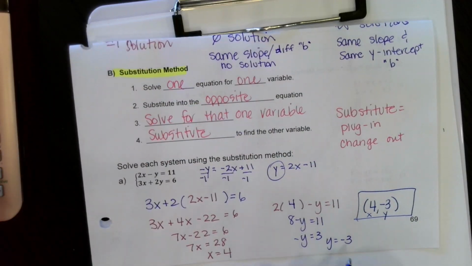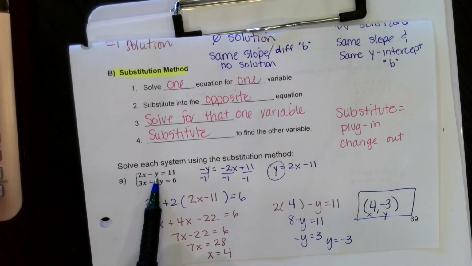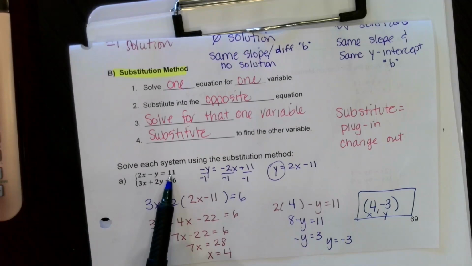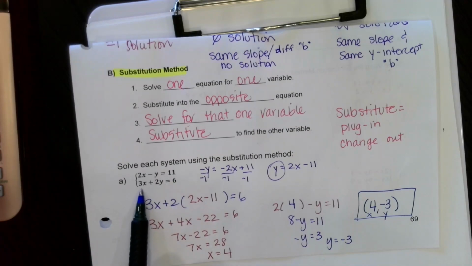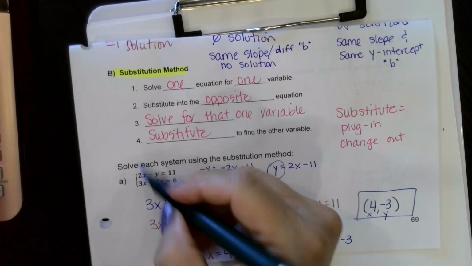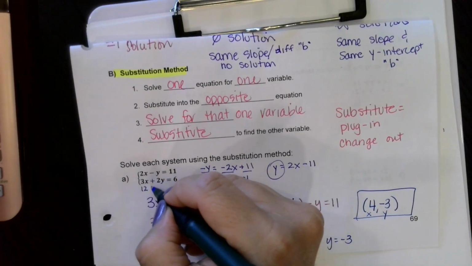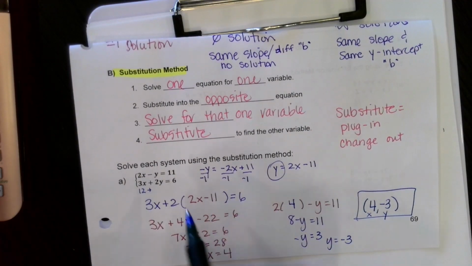Now, it's easy to go back and check. So if I plug this back in, I would have 2 times 4, so 8, minus a minus 3. So 8 plus 3 is 11. If I plug it in here, I would have 3 times 4, which is 12, plus 2 times negative 3, which is minus 6. 12 minus 6 is 6.